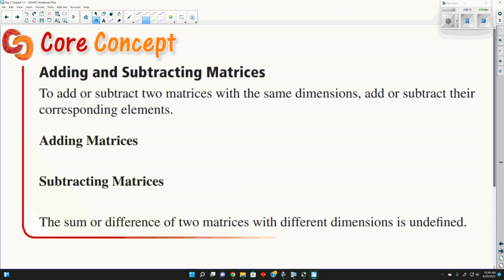So the first thing we're going to look at today is addition and subtraction of matrices, adding and subtracting two matrices. Whenever we add or subtract two matrices, the sum or difference of two matrices with different dimensions is undefined. So the dimensions have to be the exact same. If the dimensions are the exact same, we add or subtract their corresponding elements, depending on what the operation tells us.